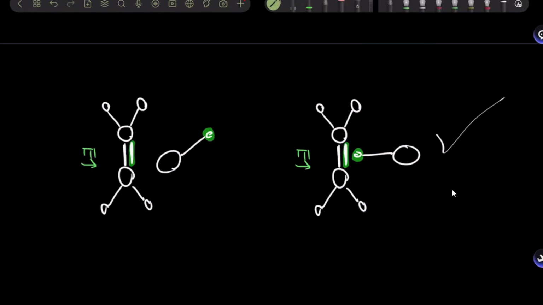Now, this will result in a product. How? Both of them will be breaking their previous bond and then linking up together to form a new bond. All right, so this is the correct orientation.